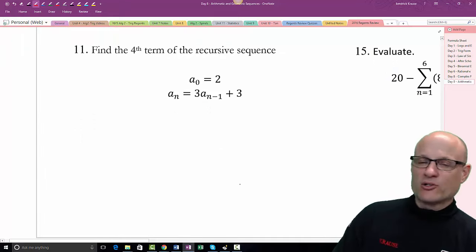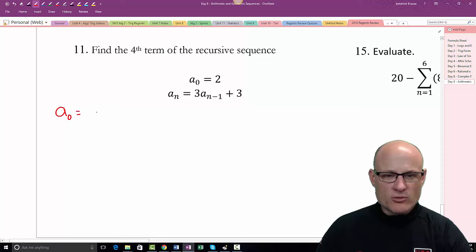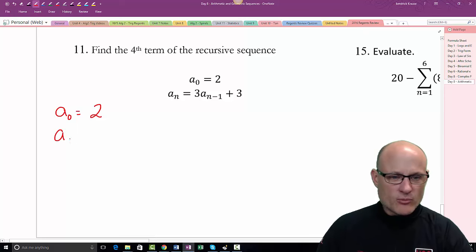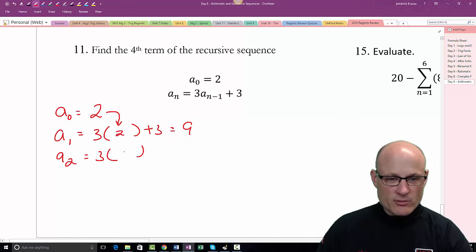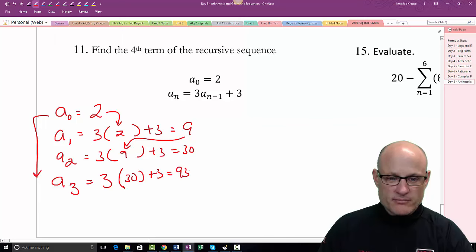Find the fourth term. Now, that last one we couldn't do using the calculator, but this one we can. So a sub 0 is equal to 2. I don't know why I do 0. I should be doing 1. It doesn't matter. A sub 1 is equal to 3 times the one before it, 2, plus 3, 6, 9. A sub 2 is equal to 3 times the one before it, 9, plus 3. 3 times 9 is 27, 30. That's the third term. A sub 3, which is actually the fourth term, is 3 times 30 plus 3, 93. And there will be your answer.